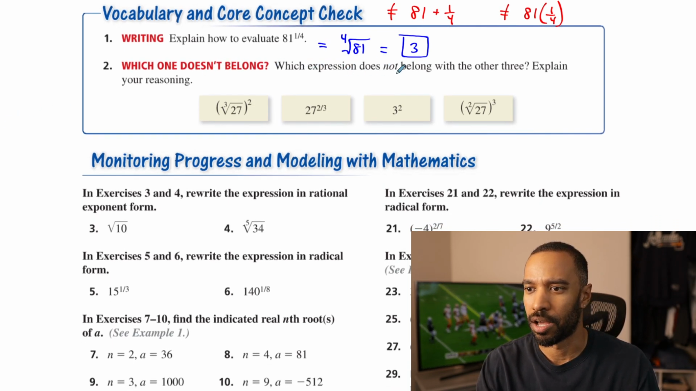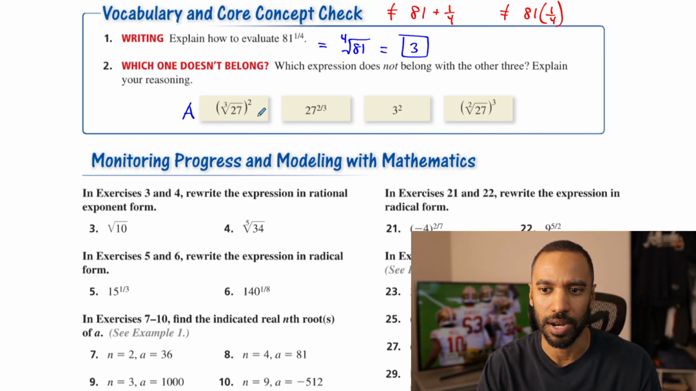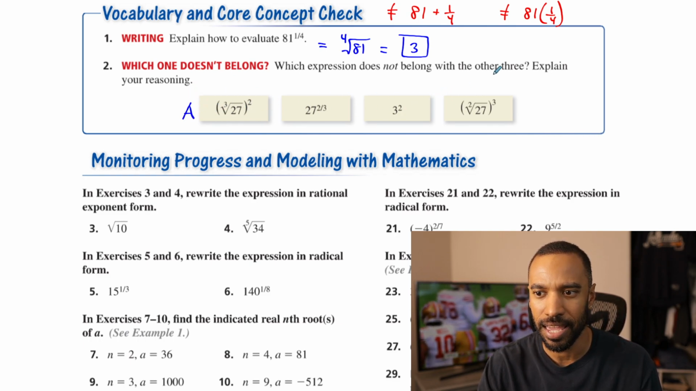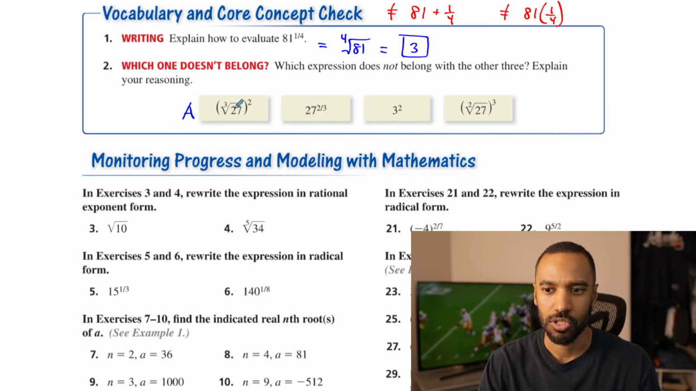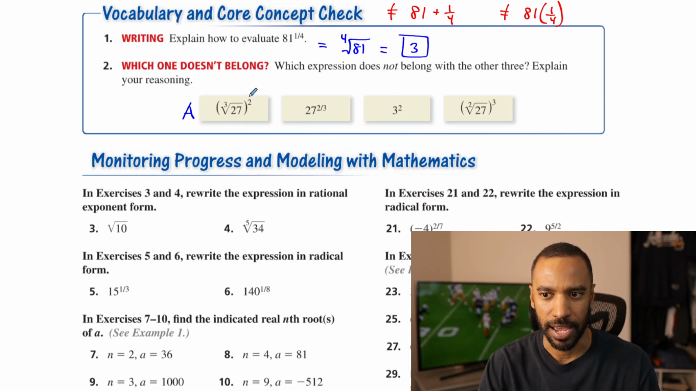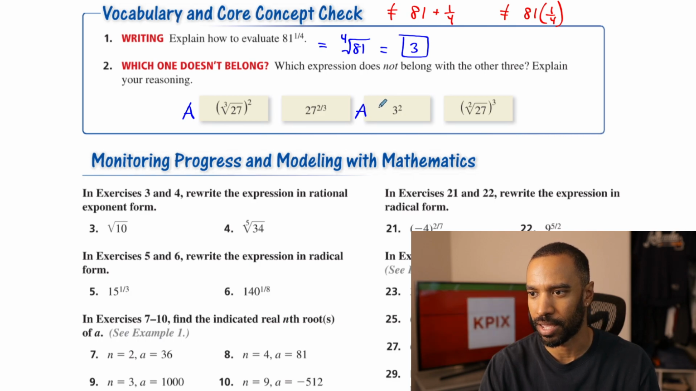Which one doesn't belong? Which expression doesn't belong with the other 3? If you've seen this from me before, if I call this one A, I'll find which other ones are like A and which one's different, that's like B. The cube root of 27 squared. So the cube root of 27 is 3, and 3 squared is 9. Now, I don't see a 9 here, but I do see 3 squared, so I'll call that A.